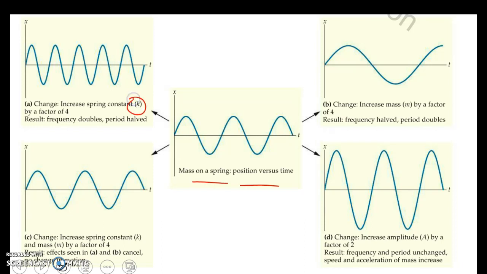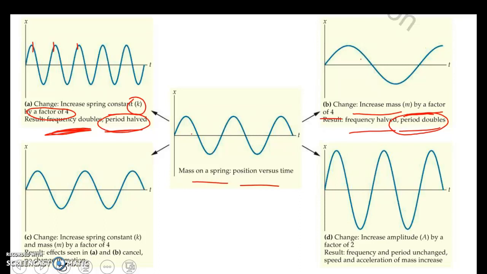Let's say we increase the spring constant by a factor of 4. We increase k. You see our waves get closer together. Frequency doubles, period is halved. So if we increase the spring constant by 4, our period is halved. The time is cut in half for one oscillation. Let's go to B, increase mass by a factor of 4. Compare the graphs. If we increase mass by a factor of 4, frequency is halved, so the period doubles. So we double the period if we increase the mass by a factor of 4.